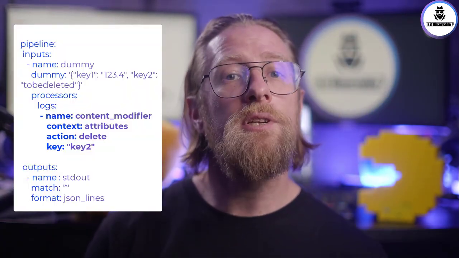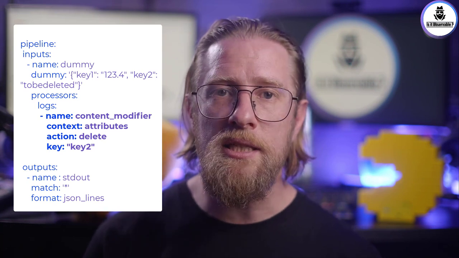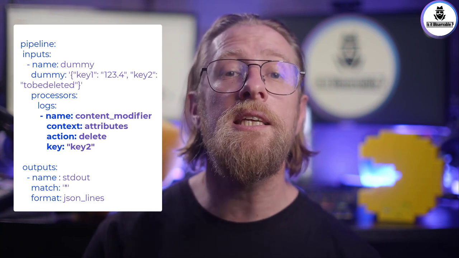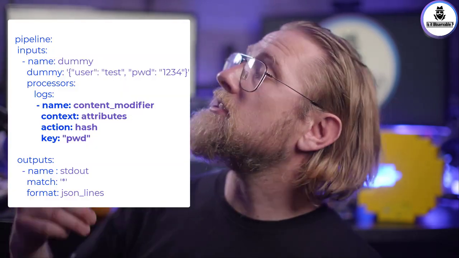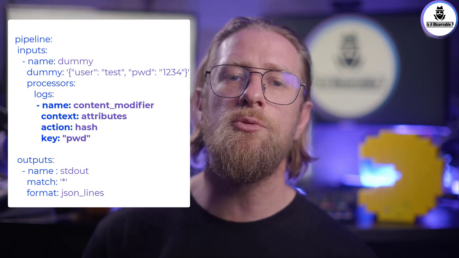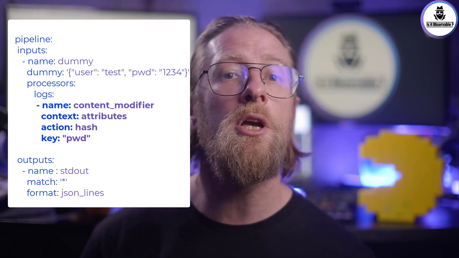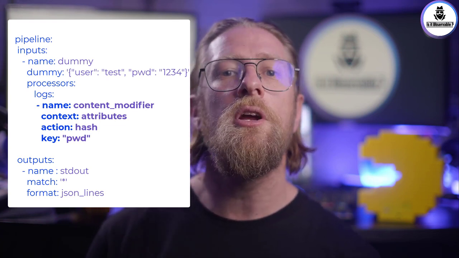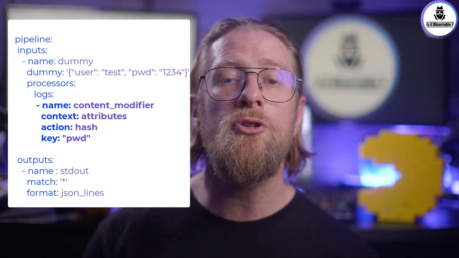For example, here is an example of a simple delete. Here we simply use the action delete, specifying that we want to delete the key 2. To obfuscate sensitive data, we could use hash. Here is an example. Similarly, we have a log stream with username and password, and we say we want to hash the password. So we use the content modifier with the action hash, and we specify, of course, the key, which is going to be the password.